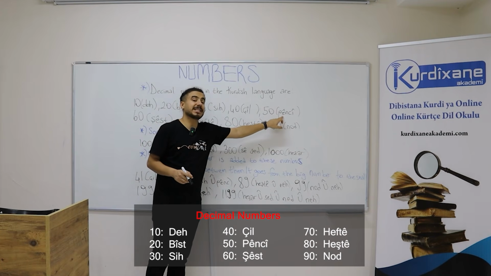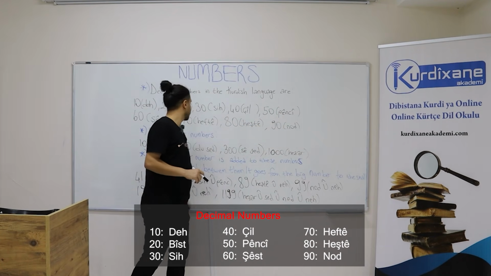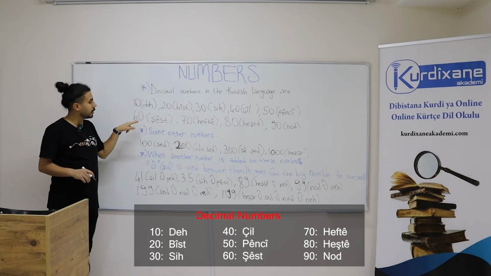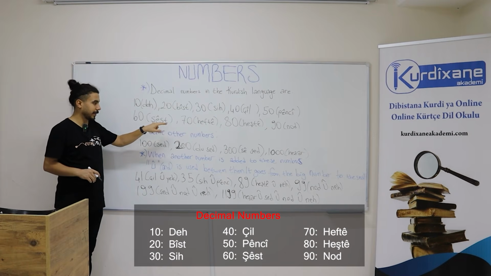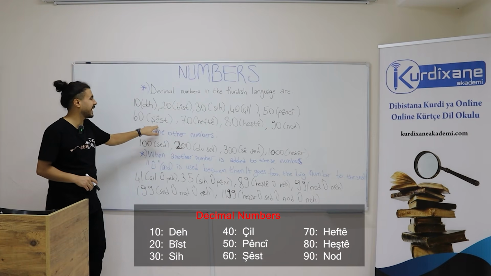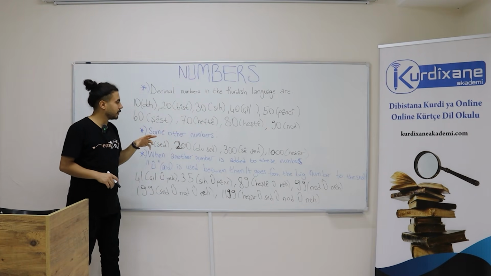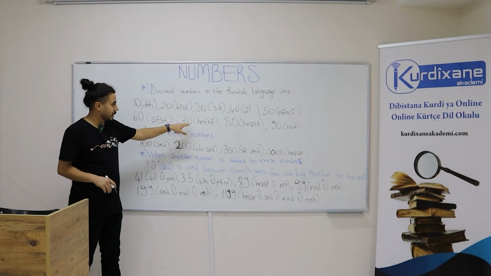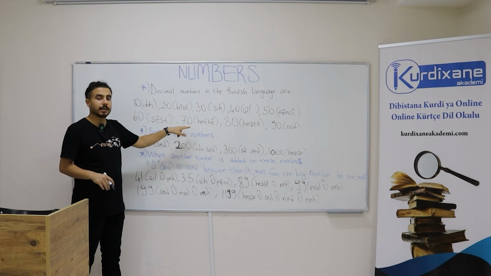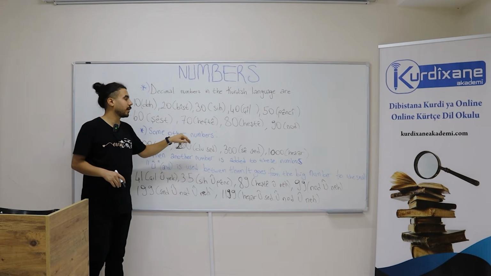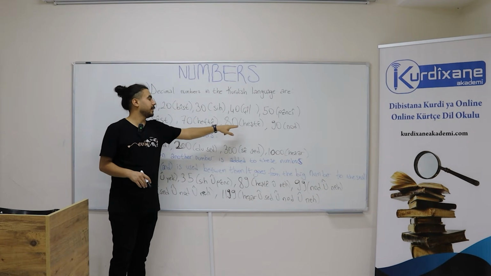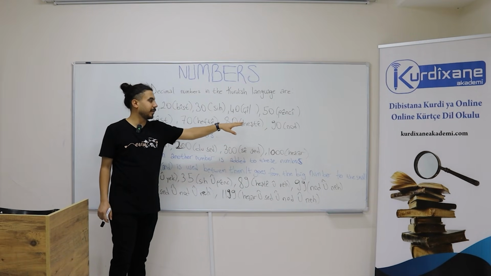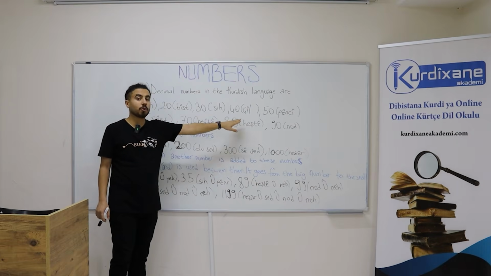Pay close attention to this sound, e, penji. 60 is shist, shist. As I said, pay close attention to this e sound. It's a bit complicated. 70 is hafte, hafte. 80 is hashte, hashte. And finally, 90 is nod, nod.